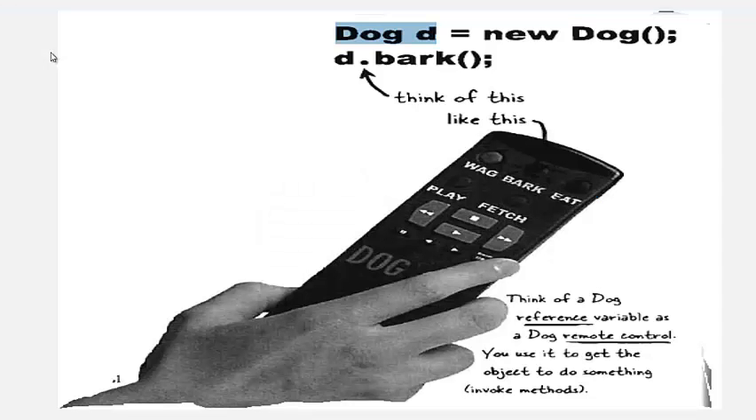Like Dog d = new Dog(). d.bark. Think of a dog reference variable as a dog remote control. By using d, you can get to the dog object. You can perform any operation defined in the Dog class. You use it to get to the object to do something, invoke a method, or access a variable.